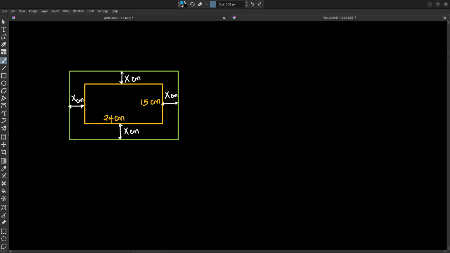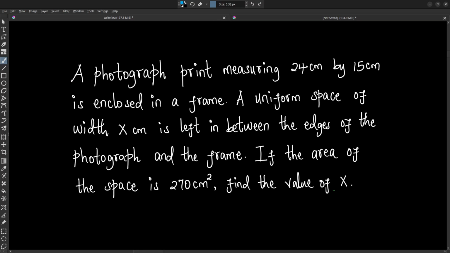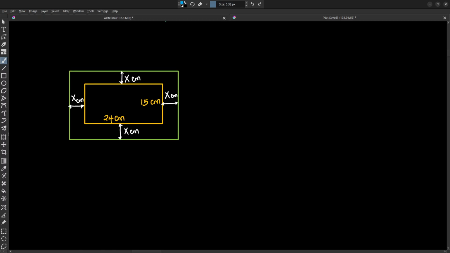So we have the frame on the outer side, this greenish color, and we have the photograph print on the inside, this orangish color, right? And we are being told that the photograph print measures 24 centimeters by 15 centimeters. So we have that here. The photograph print is 24 by 15 centimeters. What we don't know is what the frame measures, but we can express the width and the length of the frame in terms of x.